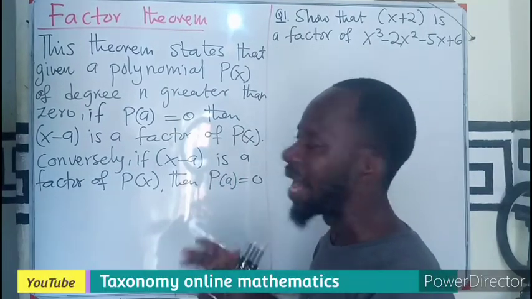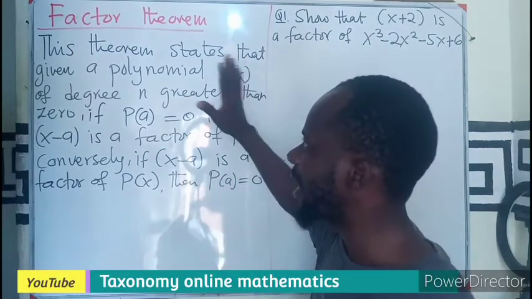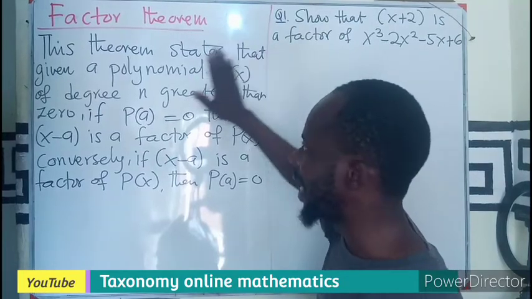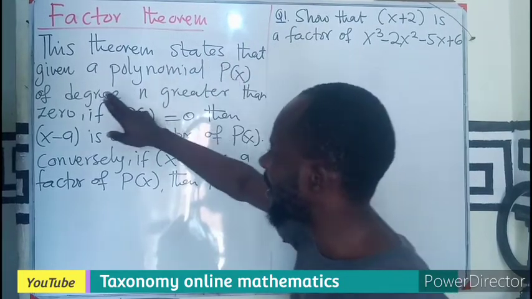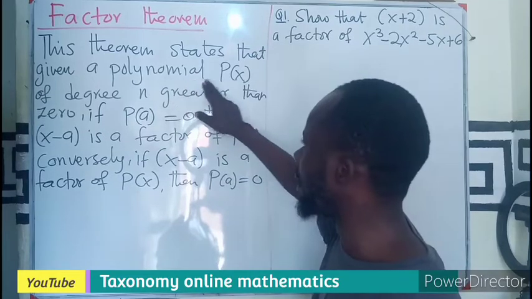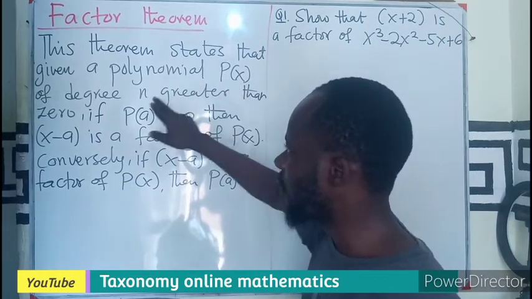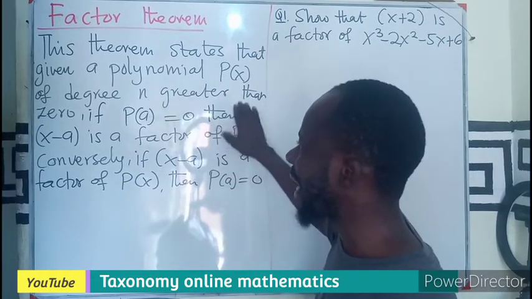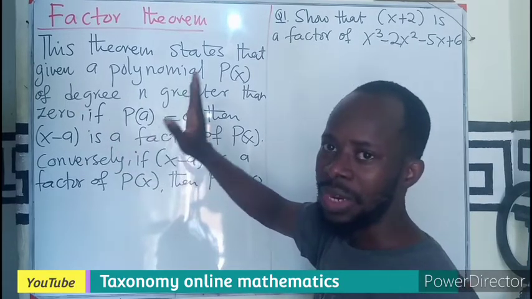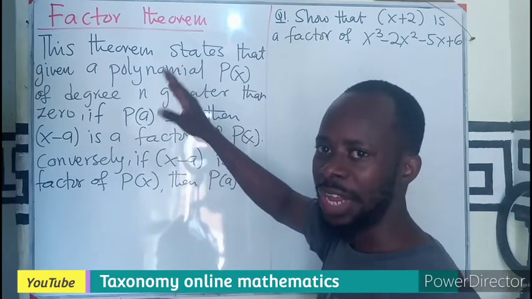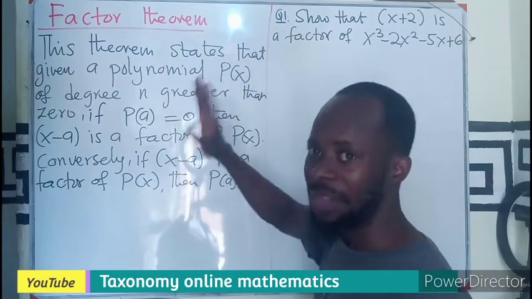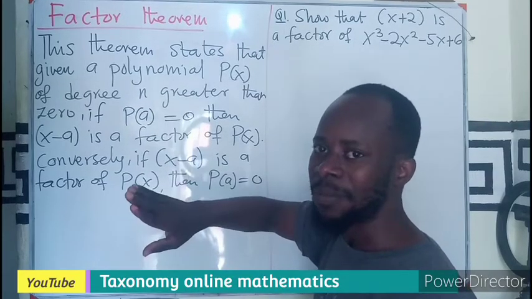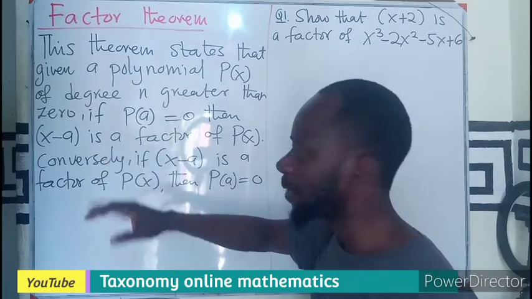So the factor theorem is a theorem that states that, given a polynomial p of x of a certain degree greater than 0, so the degree could be 1, 2, 3, 4 in that order, it should not be 0 or a negative number, or a fraction.